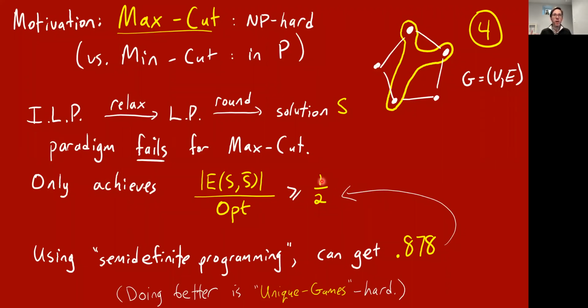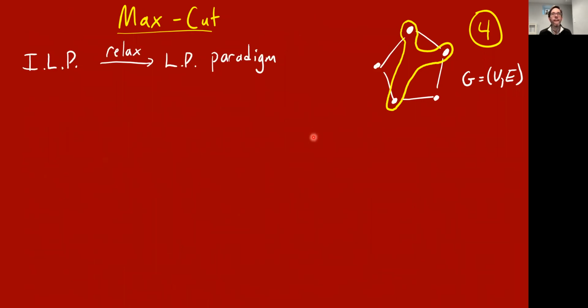Okay, so this is to psych you up for trying to develop a generalization of linear programming that will help us solve max cut. Okay, so even though I told you it's going to fail, let's talk about this standard paradigm for max cut of trying to write down an integer linear program that exactly captures it and relaxing it to a linear program.